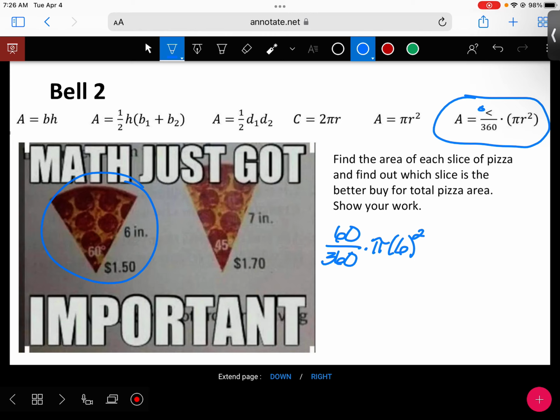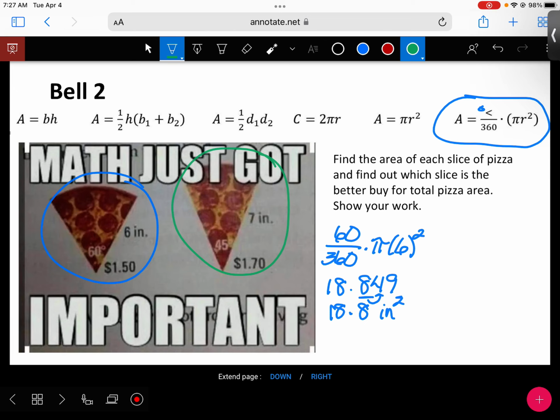Okay. So if you put all of that on the calculator, you should get 18.849. And if I round it to the tenths place, because that is less than 5, it's going to be 18.8 inches, and since it's area, squared. Okay. All right, so let's look at pizza slice number 2.